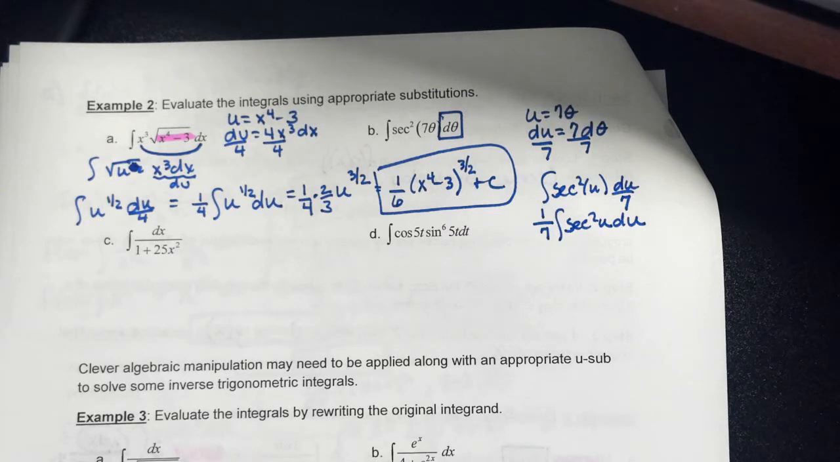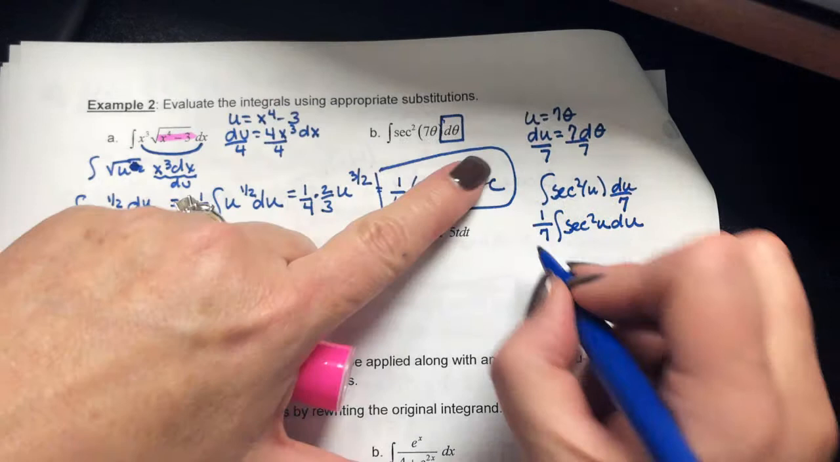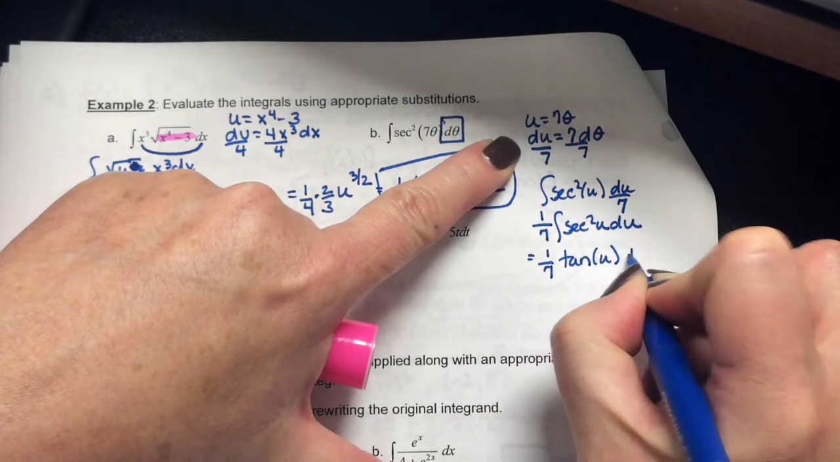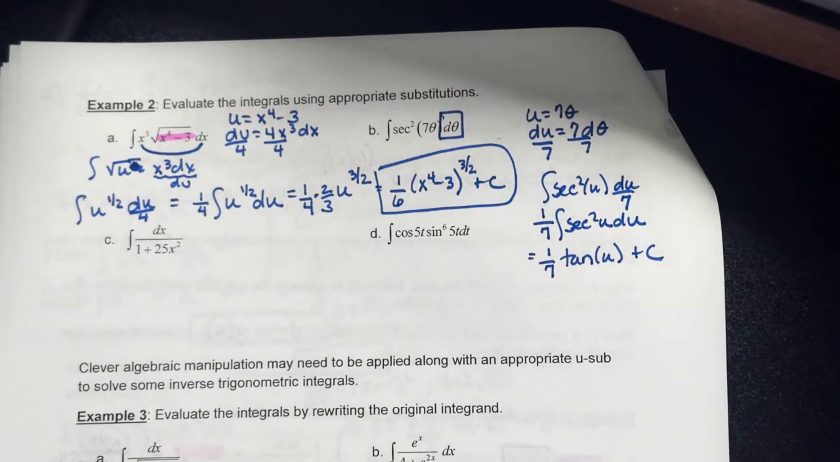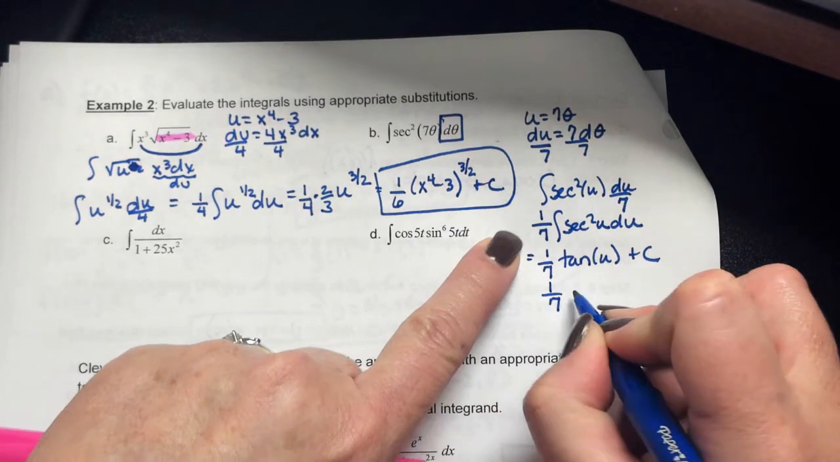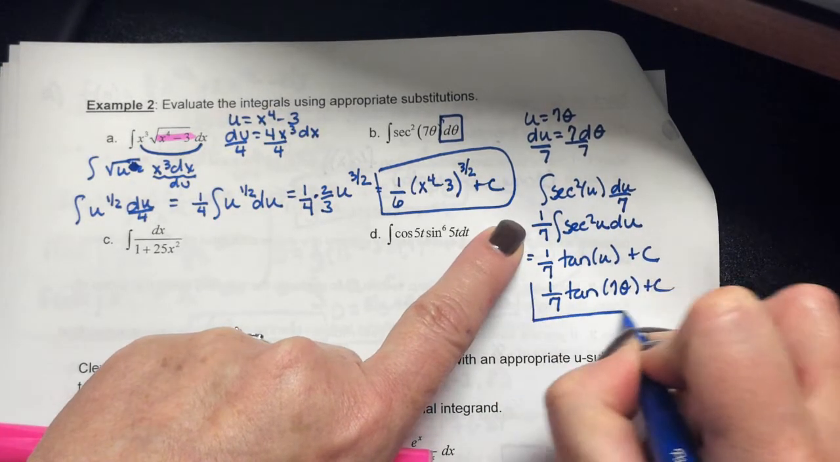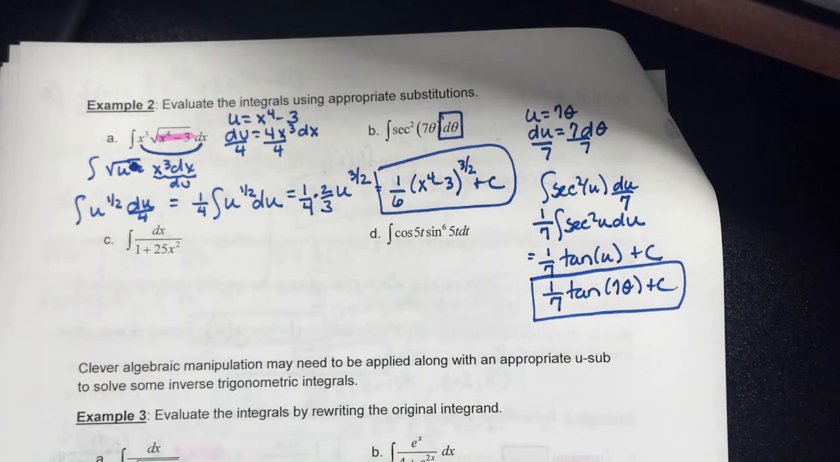So the question is, what is your integral of secant squared? What function has a derivative of secant squared? Tangent. So my answer is going to be 1/7 times the tangent of u plus c. Is that my final answer? No, because now what do I have to replace u with? I'm going to replace u with 7 theta. So any questions on B?